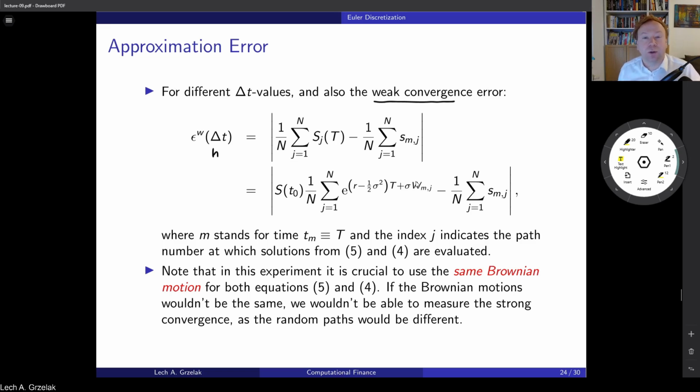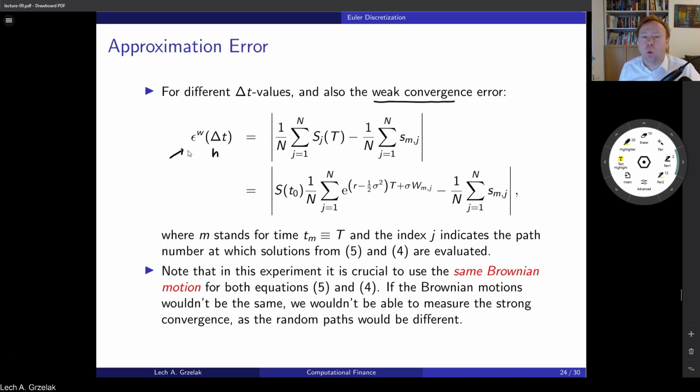We are not interested whether the Brownian motions are the same. We are only looking at the average error. So basically, we put everything together, calculate the average, and see whether this error is big or small. So that's, of course, weak convergence and weak quality of approximation.